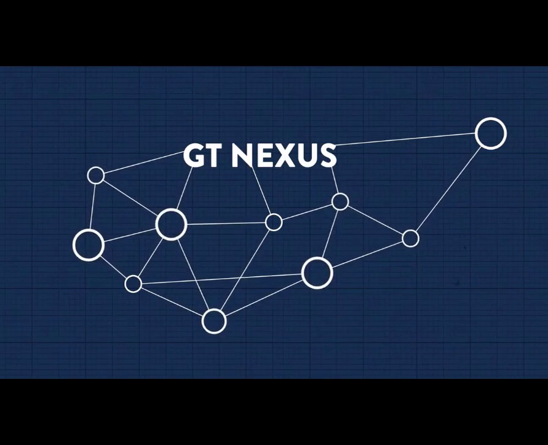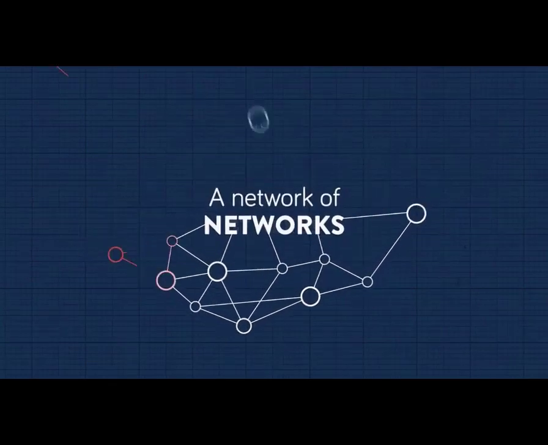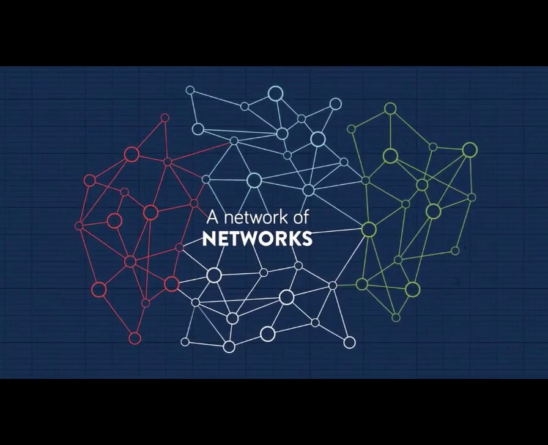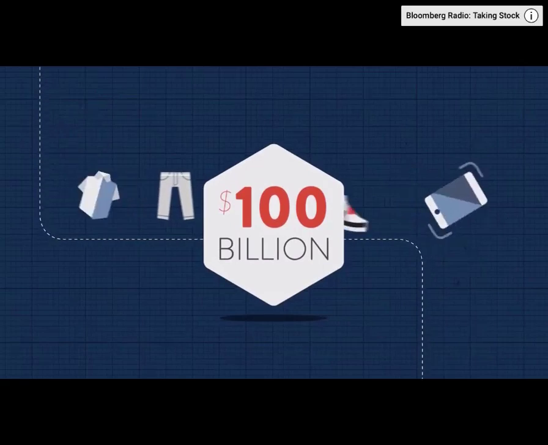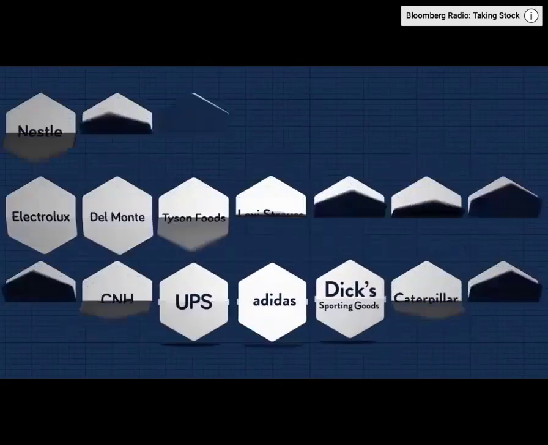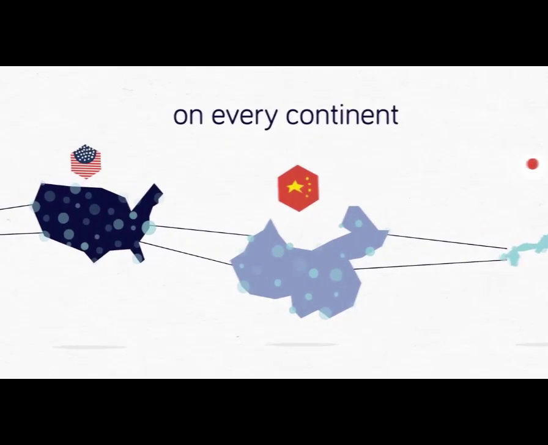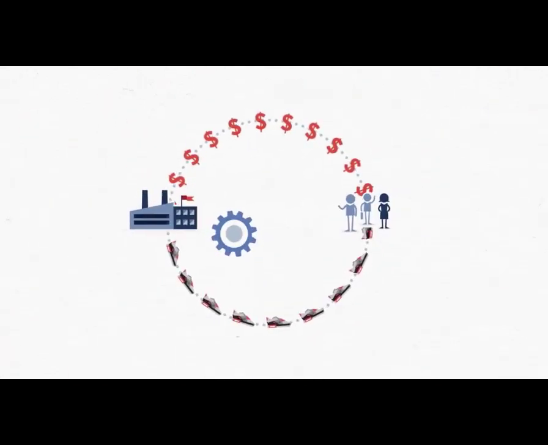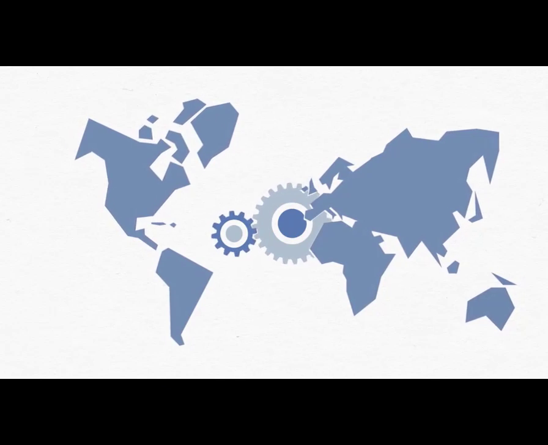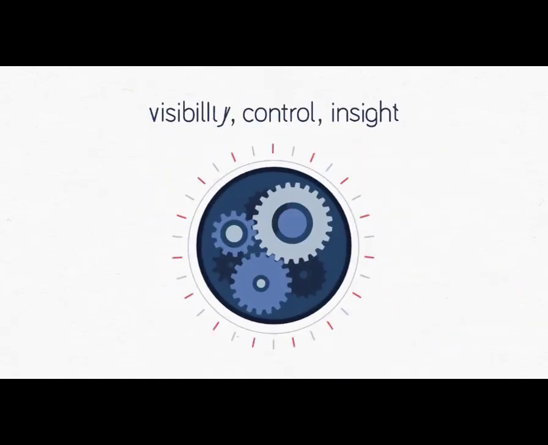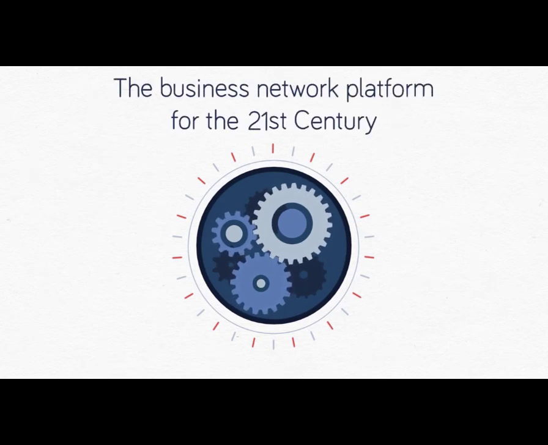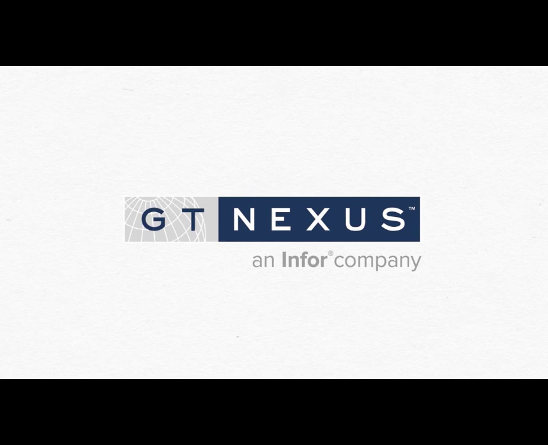GT Nexus is where global trade happens. A single cloud platform, a network of networks. The driving force behind the world's biggest supply chains, handling over $100 billion in goods. With global leaders from every industry, on every continent, all here. An entire ecosystem connected like never before, synchronizing physical and financial supply chains on one platform in one global community. Visibility, control, insight. The business network platform for the 21st century. This is GT Nexus.